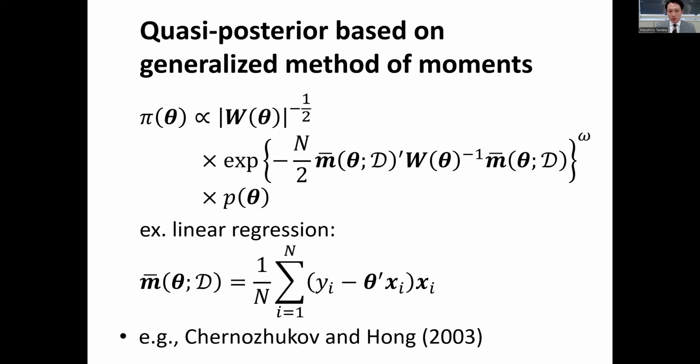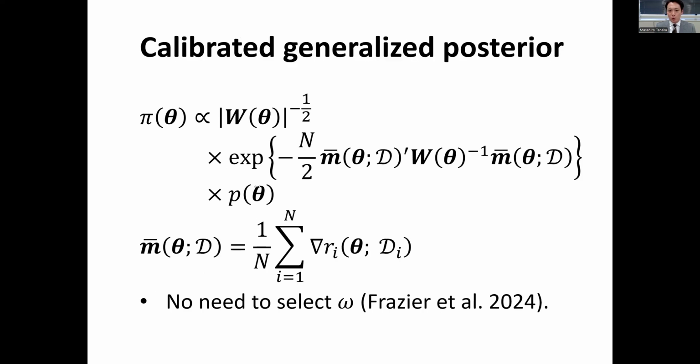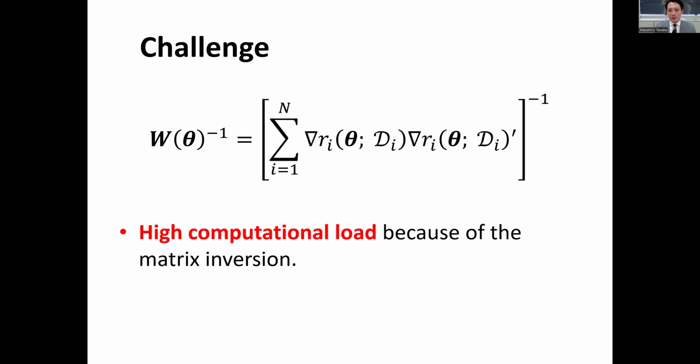The biggest challenge in implementing Bayesian inference with these two quasi-posteriors is computational load. In fact, matrix W is computed as the inverse of a covariance matrix. The evaluation of the posterior is computationally expensive because of W. To the best of my knowledge, no studies have addressed this issue.